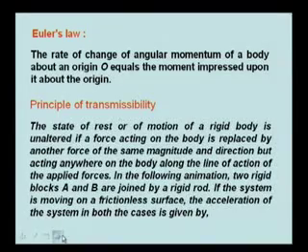Now, there is a principle of transmissibility, which states that the state of rest or of motion of a rigid body is unaltered if a force acting on the body is replaced by another force of the same magnitude and direction, but acting anywhere on the body along the line of action of the original force. That means the force behaves like a sliding vector.